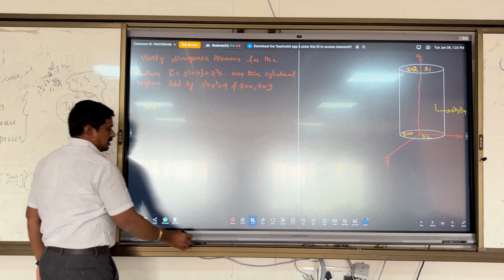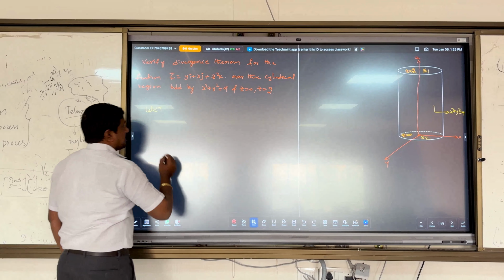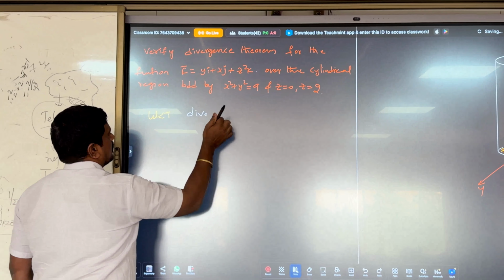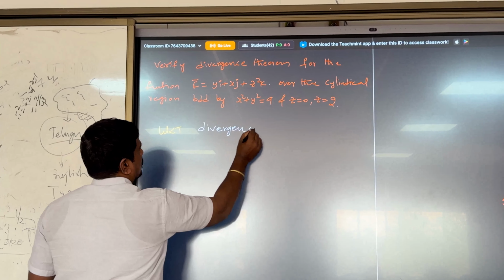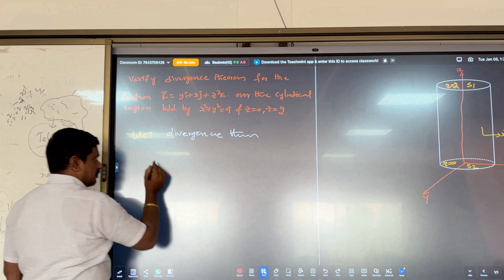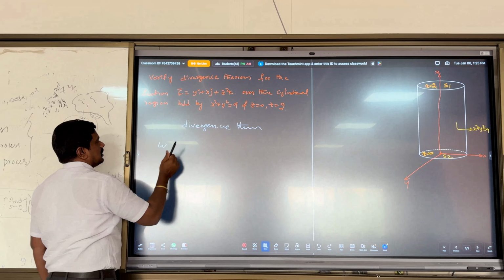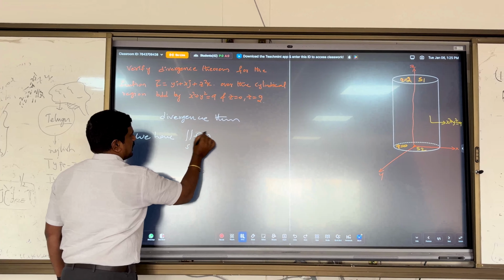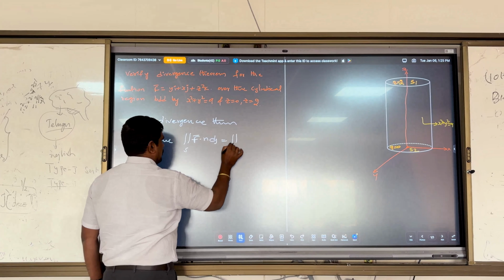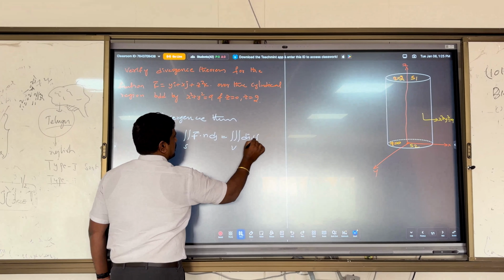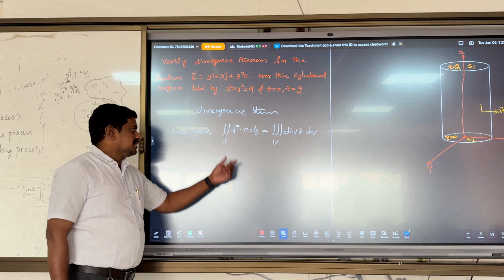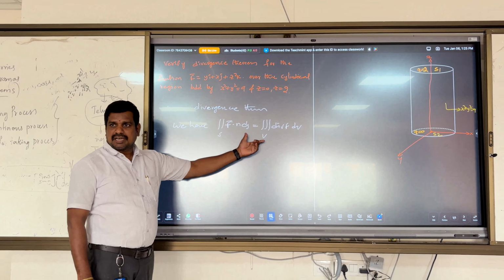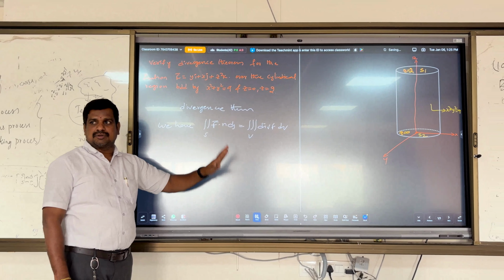So by the divergence theorem, we have the surface integral of f bar dot n dS equals the triple integral over V of div f dV. This is the statement of the divergence theorem. First you should find the LHS as well as the RHS; if both are equal, then LHS equals RHS.